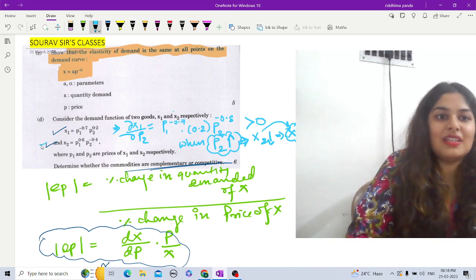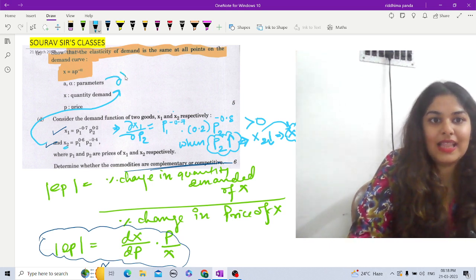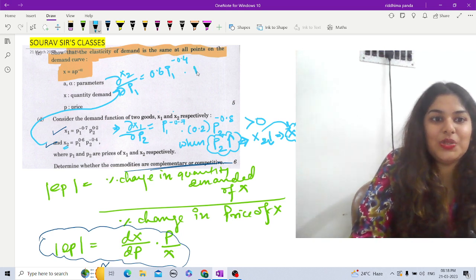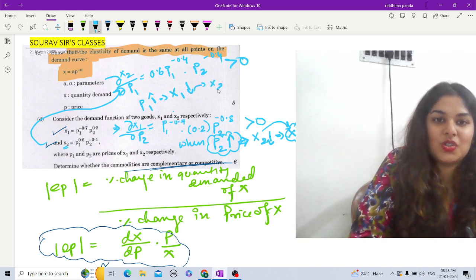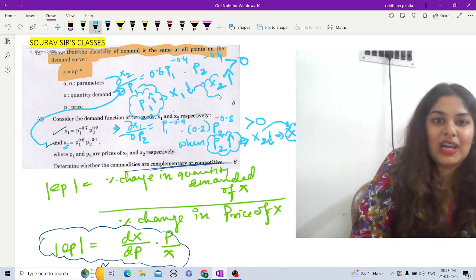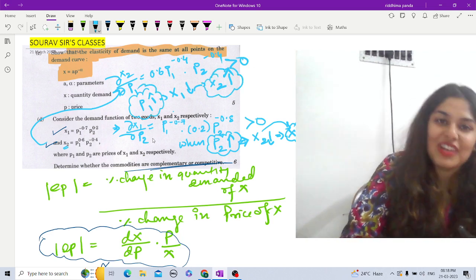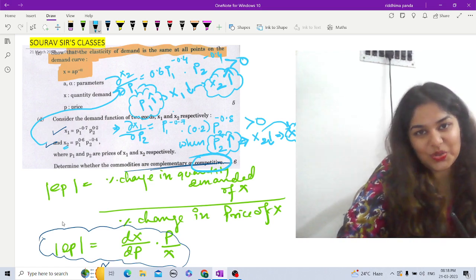We will check with the second function also. Now we check X2 with respect to P1, that is delta X2 by delta P1 is equal to 0.6 P1 to the power minus 0.4 into P2 to the power minus 0.4. Again, this is positive. That means as the price of P1 increases, people consume less of X1 and shift to X2, so the demand for X2 increases. The change in the price of one commodity and the demand for the other are positively related. So definitely X1 and X2 are both competitive, that is, substitute goods. So that is the answer.